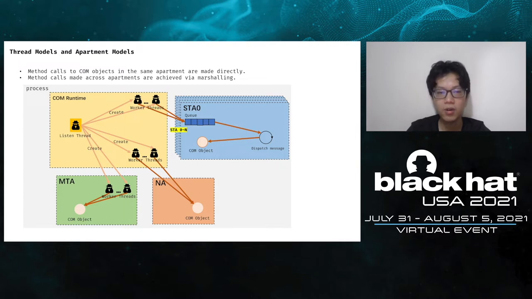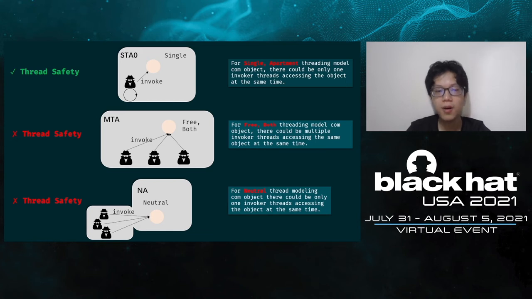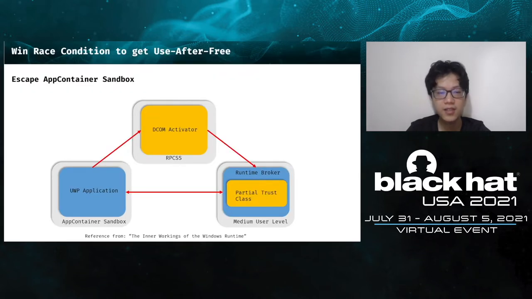In this talk, we will only talk about the direct call between the invoker thread and the COM object. Method calls made across apartments are achieved via marshalling, but that is not what we are going to focus on today. So for a simple conclusion, for a single thread model and an apartment thread model, access to the same object resource can only be performed by a single thread, which will not cause any thread safety issues. For free, both, neutral thread model, access to the same object resource can be performed by multiple threads at the same time, which is likely to cause some thread safety issues, especially when accessing data in the shared resource area. Next, we pick some representative race condition bugs as examples to explain.